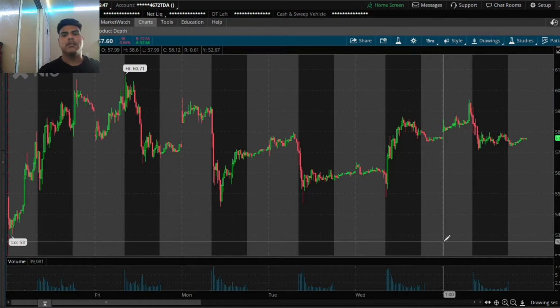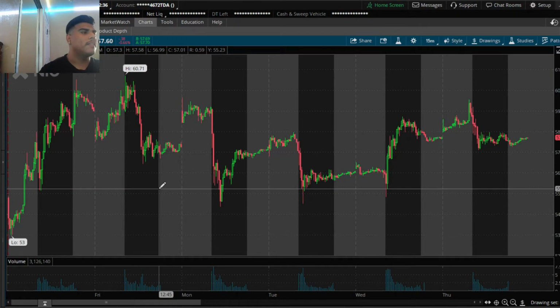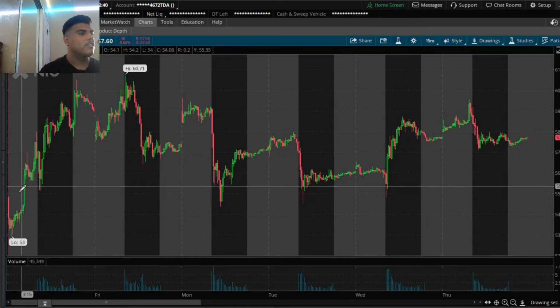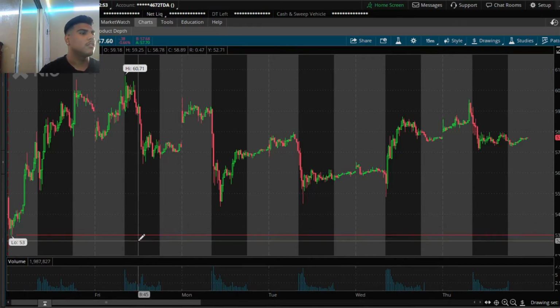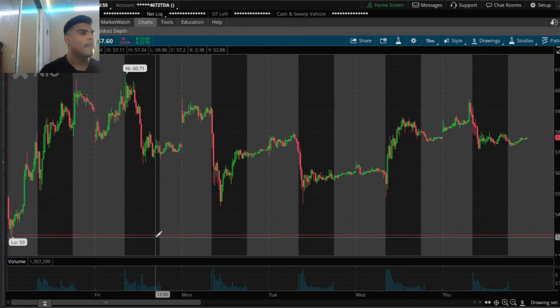Let's start with NIO, a Chinese electrical vehicle company. So here we're looking at a 5-day 15-minute chart. Now, as you can see, this fell to a low of $53. So that could be the first support line. We'll draw one right there. There you go. See here, this red line.